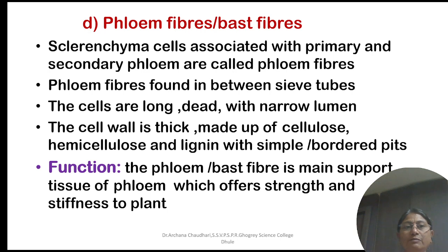The fourth element, phloem fiber, also called bast fiber. Sclerenchyma cells associated with primary and secondary phloem are called phloem fibers. Phloem fibers are found in between sieve tubes. The cells are long, dead, with a narrow lumen. The cell wall is thick, made up of cellulose, hemicellulose, and lignin. They have simple or bordered pits. The main function of phloem fiber is to support the tissue of phloem and offer strength and stiffness to the plant.